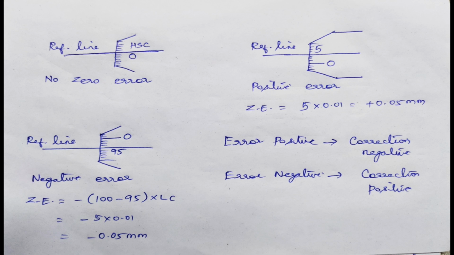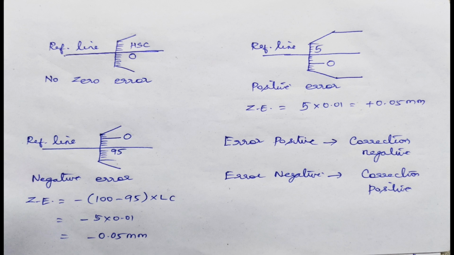Or on the other hand, if zero of the head scale lies below the reference line, the error is positive. So in this case, I have to write the zero error as zero error is equal to the value coinciding with the reference line into least count. For example, if 3 coincides with the reference line, then the error is equal to 3 into 0.01, which is equal to plus 0.03 millimeter. So I can have 3 possibilities.